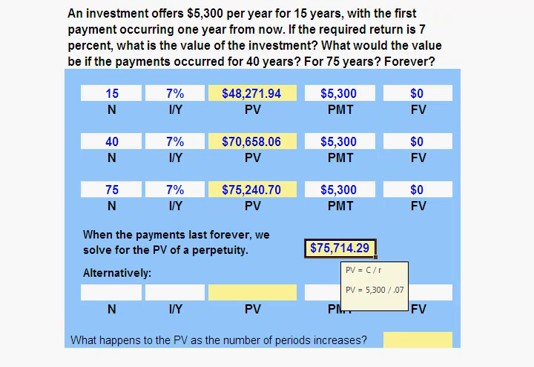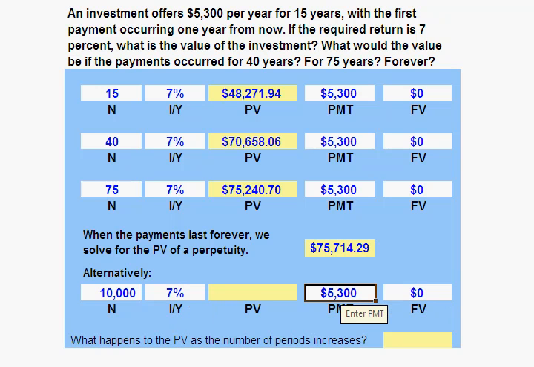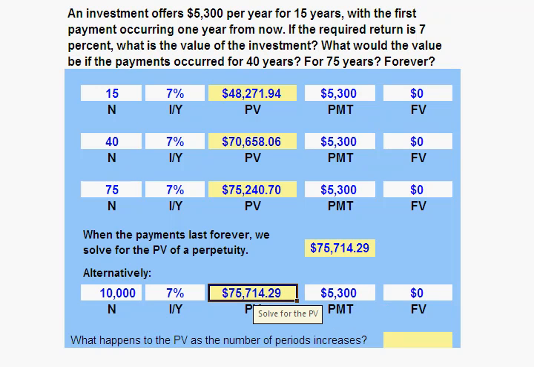Alternatively, we could use our financial calculator. Let's pick a large number for n. Let's enter 10,000 for the number of periods, 7% still for our interest rate. The payment is $5,300 and the future value is 0. When we solve for the present value, we get the same value as when we used our perpetuity formula. We find a present value of $75,714.29.